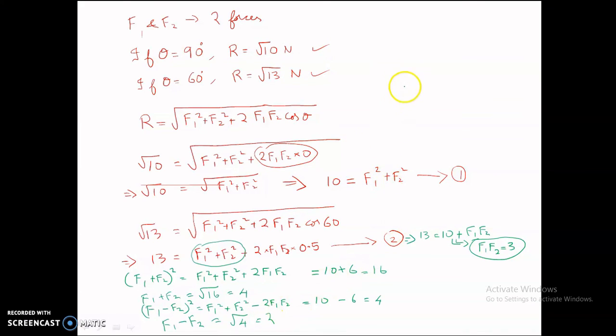So you get two relations, that is F1 plus F2 equal to 4 and F1 minus F2 equal to 2. So comparing these two relations, then easily you will get the value as F1 equal to 3 Newton and F2 equal to 1 Newton.